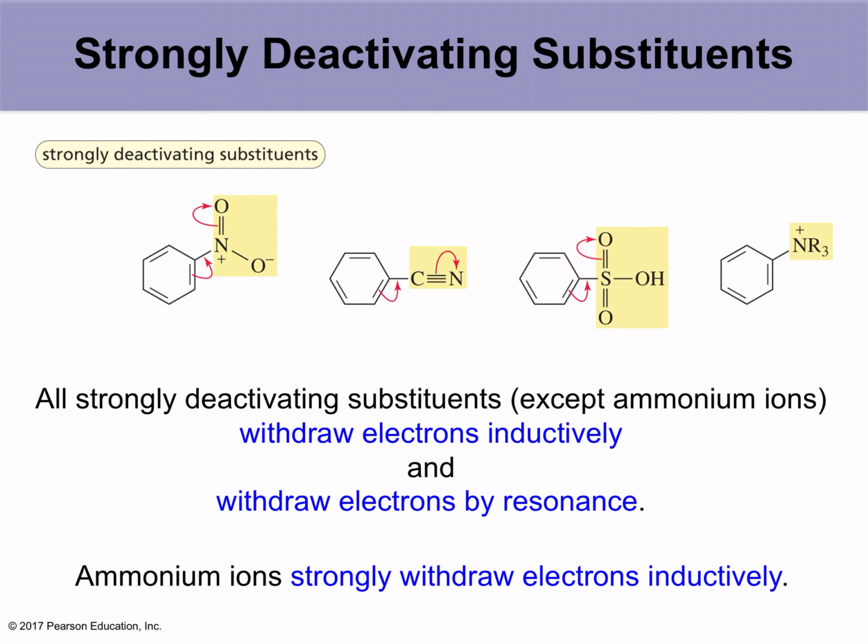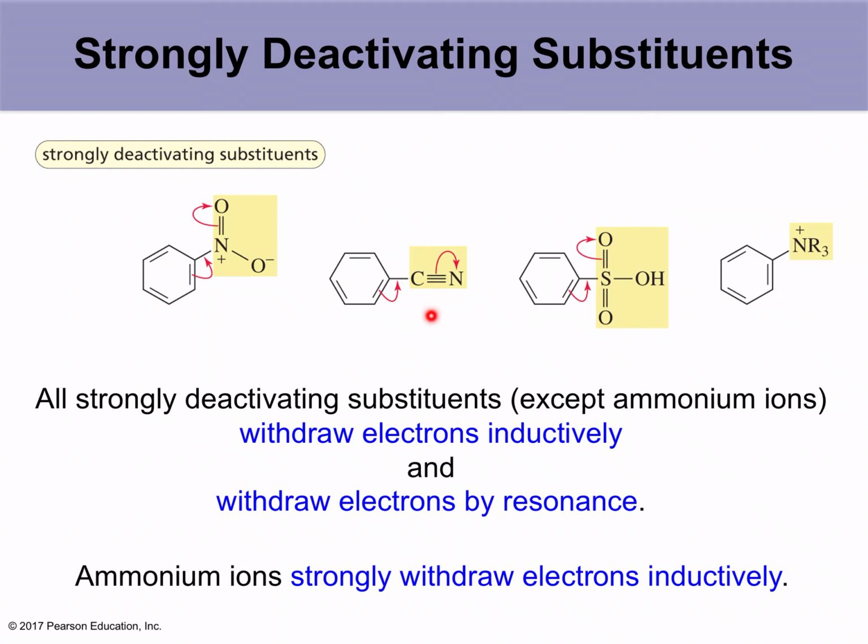And then these groups are strongly deactivating substituents. For example, a nitro group. When you have a nitro group, there is an oxygen here and there is an oxygen over here. So you can have two resonance forms with the NO2 group, and all that can participate in resonance with the benzene, removing electrons from the benzene ring. You see here?